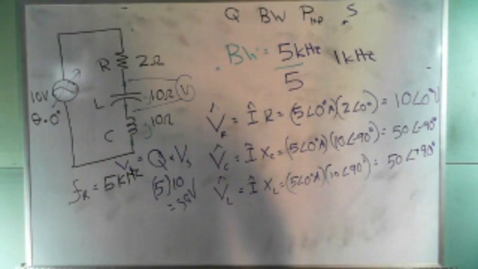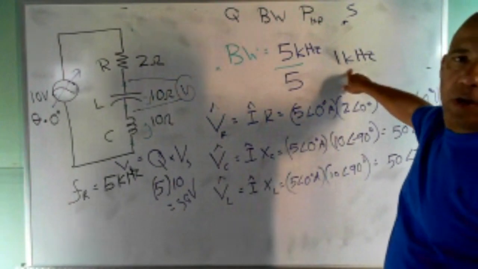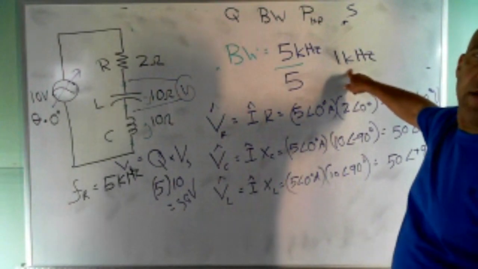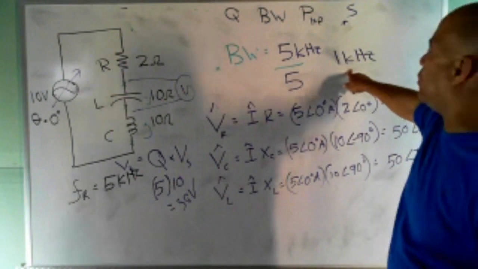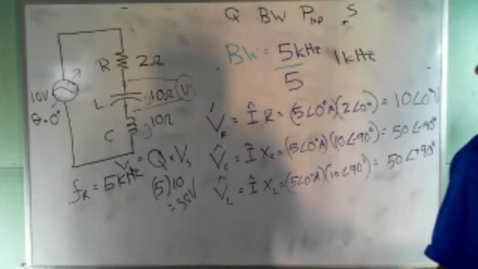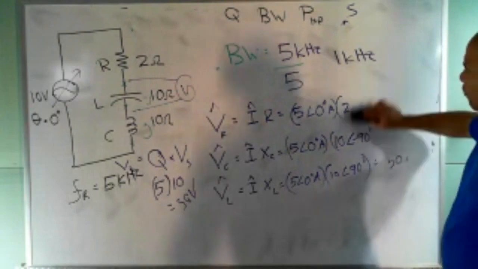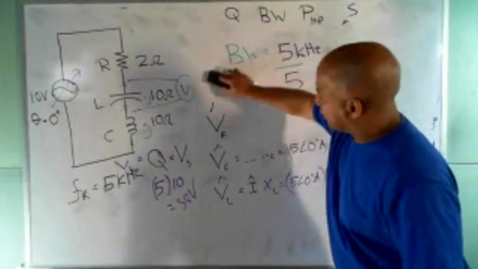Now they didn't ask for this, but given a bandwidth of 1 kilohertz, are you guys able to calculate F1 and F2? How would you find F1 and F2? What would you do to get that? They didn't ask for it, but how would you get it? Just by looking at the graph. Would you take half of it and add to the resonant frequency, and then half of it and subtract from the resonant frequency?